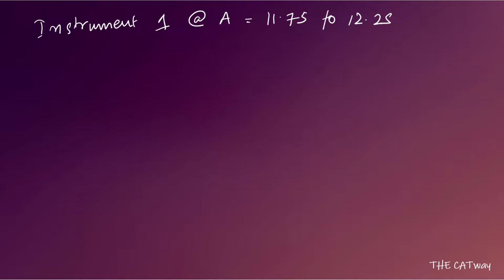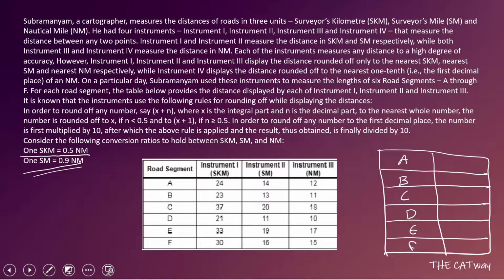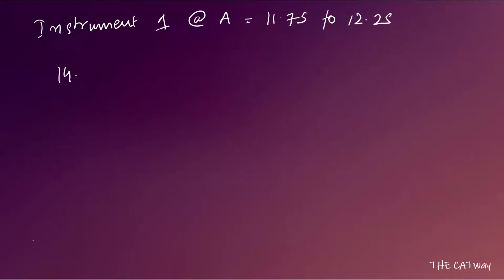Now instrument 2 says that the distance is 14 sm. Okay, so the distance is 14 sm. Now for 14 sm, what could be the actual range? The actual range could be 13.5 and 14.5, because then only it will be rounded off to 14 sm. So it has to be either 13.5 or 14.5.